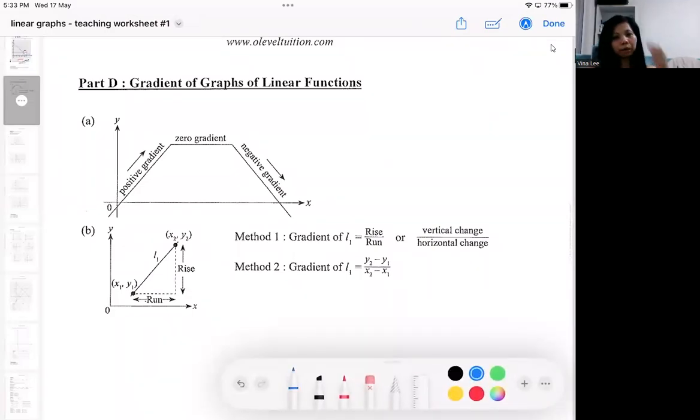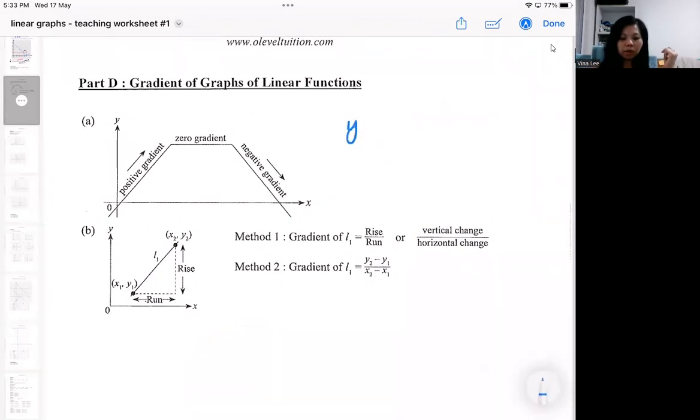Okay, so in this part for the linear graph, we are emphasizing the gradient. Like I mentioned in the previous part, in an equation, the gradient is a number that is attached to x. And this gradient allows us to have an idea about how the line will look. It's also a number that measures how steep the line is.